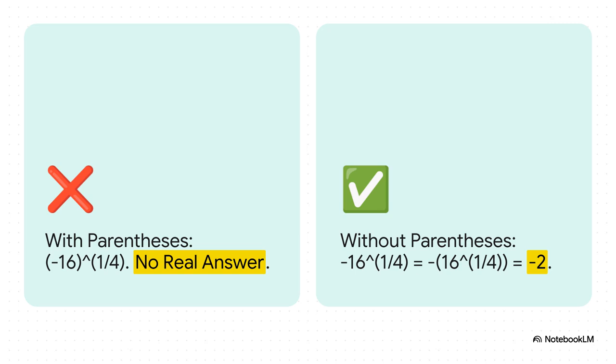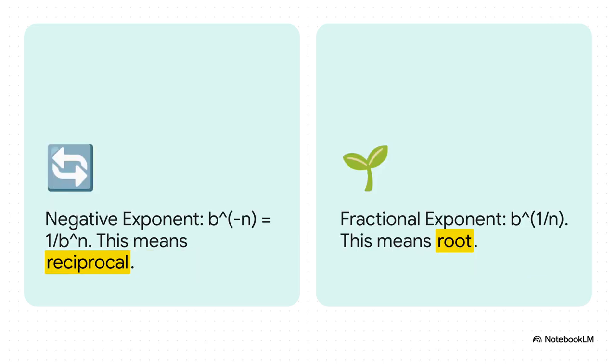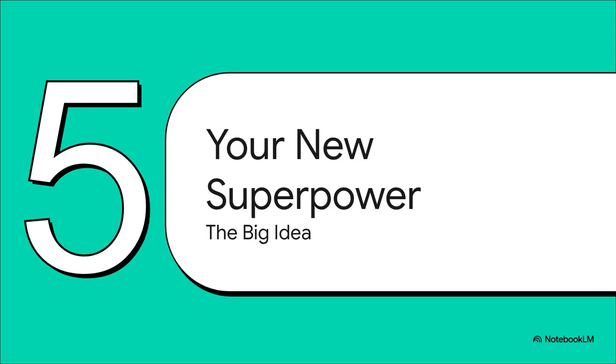Totally different outcomes. And the last trap, and maybe the most common point of confusion, please, please, please do not mix up negative exponents and fractional exponents. They are completely different animals. A negative exponent tells you to flip the number, to take its reciprocal, 1 over b to the n. A fractional exponent tells you to take a root. One means flip, the other means root. Totally different jobs.